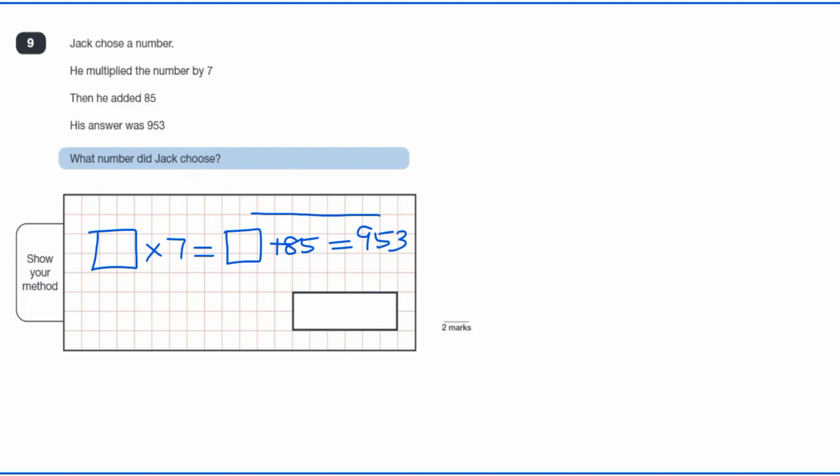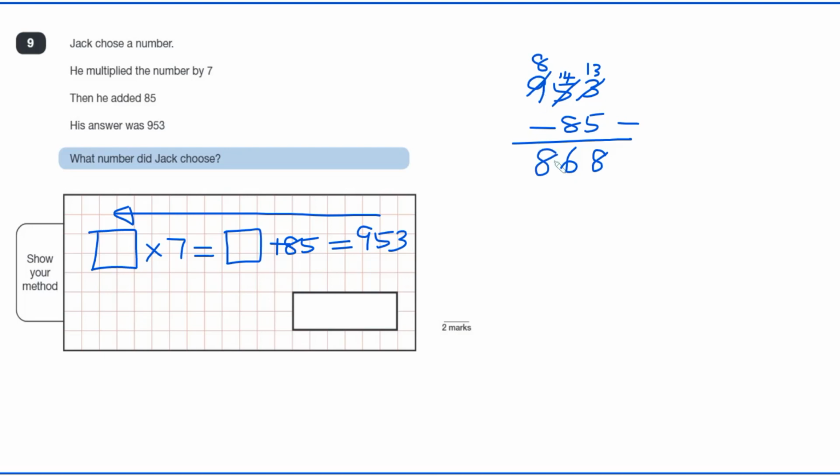You need to go in the opposite direction, reverse operation. So 953, you need to take away 85. So if you take away 85, this becomes 8, this becomes 15. So 15 becomes 14 and this becomes 13. 13 take away 5 is 8. 14 take away 8 is 6, and 8 drops here, 868. 868 is the answer here.